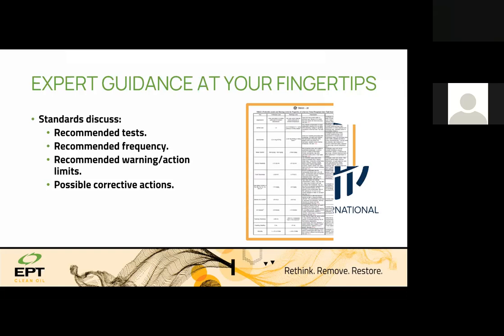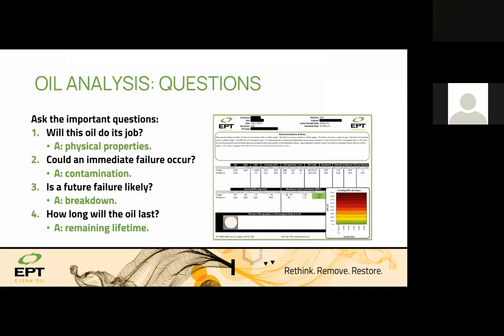and then what are the warning and action limits. Warning limit means that if you pass it, you still have time to look into the problem, but the action limit means you cannot run further. You need to stop the machine and replace the lubricant or find a solution for it. It is very dangerous to go beyond action limits. So it's a very good document to go through to see the recommendations, and even some problems, analysis and corrective actions are recommended here.